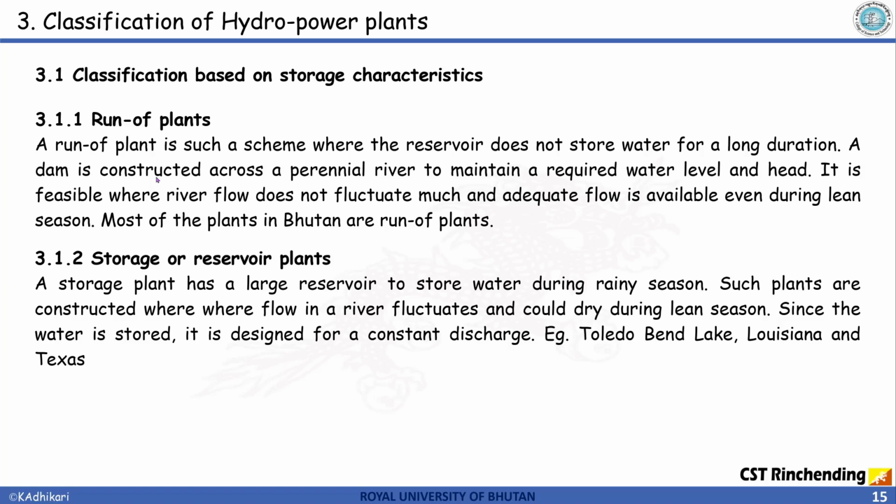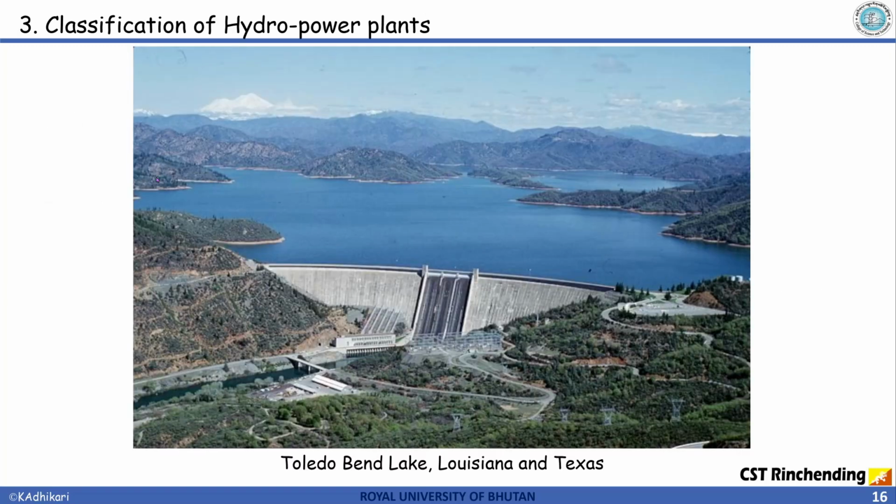The example of a storage plant is Toledo Bend Lake, Louisiana, Texas. As you can see from this figure, it is relatively flatter terrain, from the image I can make out. You can see how massive this reservoir is. It stores the water during summer and utilizes it during the lean season when there is less rainfall. This is the type of power plant that stores water, so we call it a storage type plant.